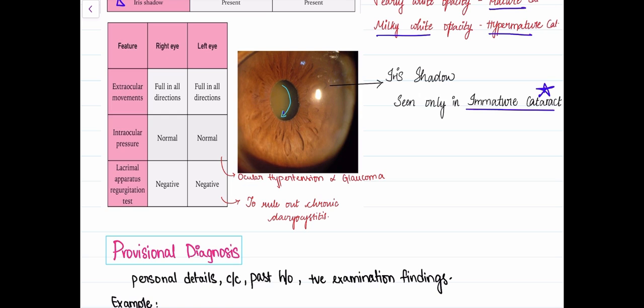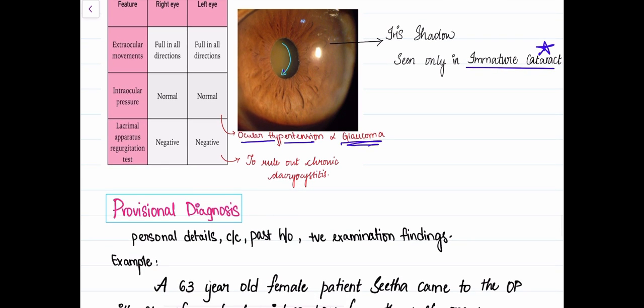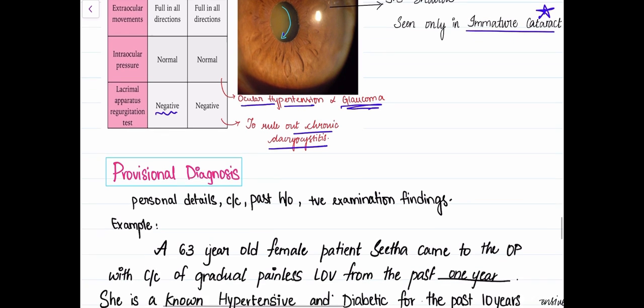And then we check extraocular movements if it is full in all directions, and intraocular pressure if it's normal or not. This we do by tonometry, to rule out ocular hypertension or glaucoma. That is also surgery related. So we need everything to be normal before surgery, everything in place. And then lacrimal apparatus regurgitation test. So it's negative here, like usually. This is to rule out chronic dacryocystitis, again to prevent infection during surgery, like external infection into the eye.